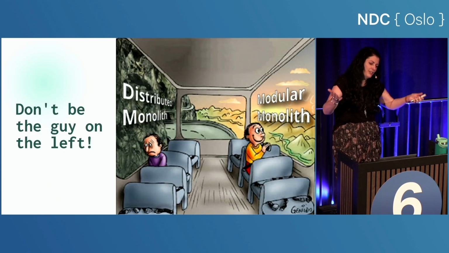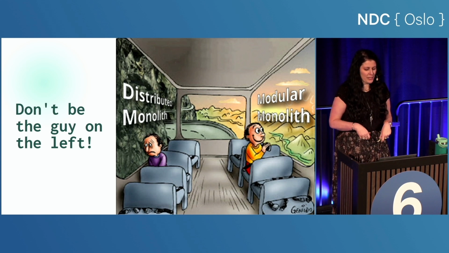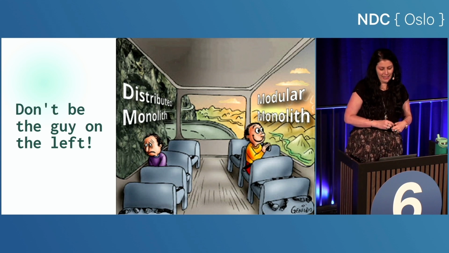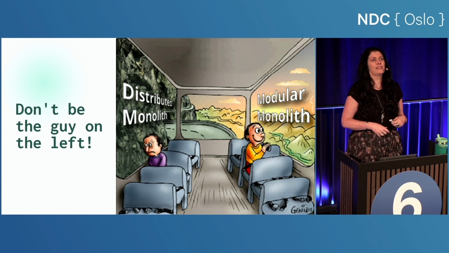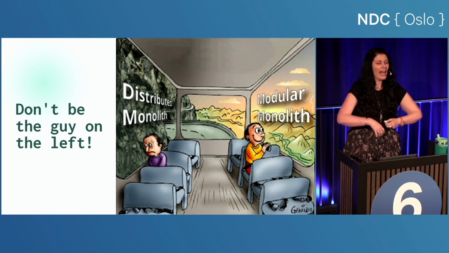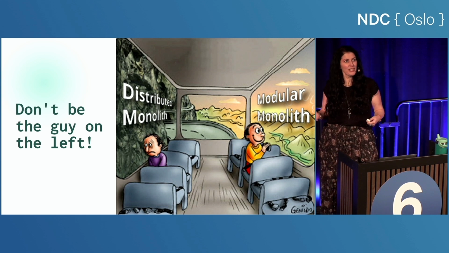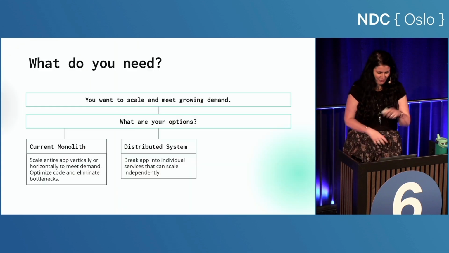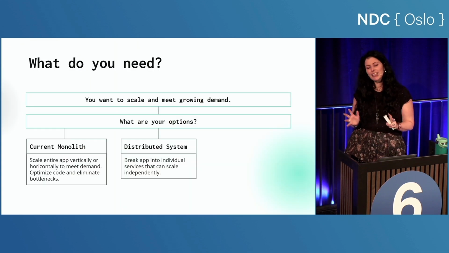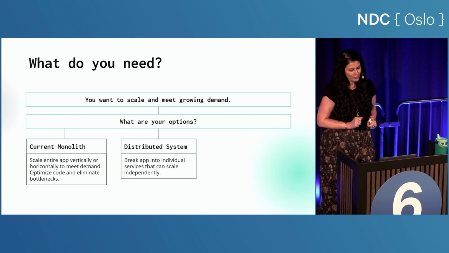And then I had to include this meme because you don't want to be this sad little dude on the left-hand side there with his distributed monolith. You want to be the happy guy with his modular monolith. I'm painting a lovely picture here, aren't I? It's wonderful. OK, so we'll go back to this chart now.